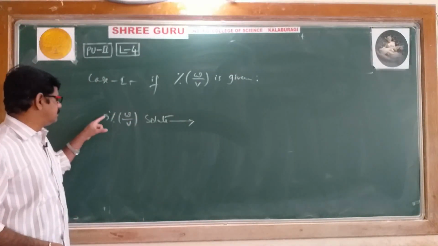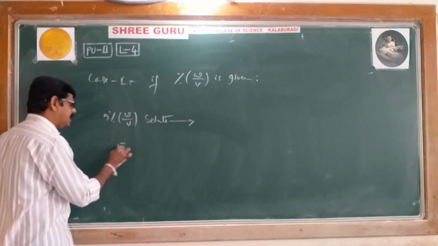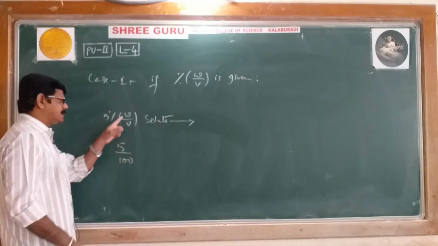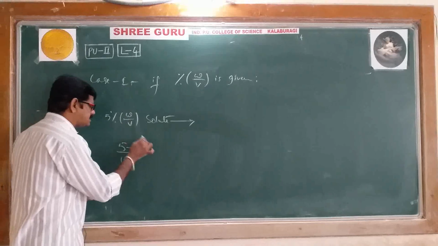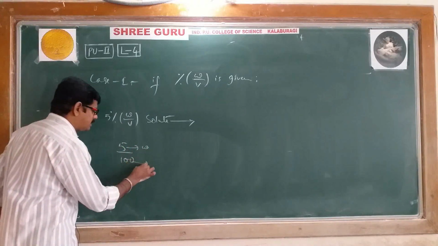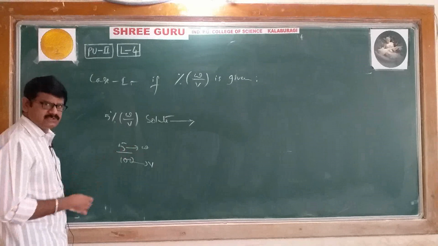5% means 5 by 100. 5 is related to mass, 100 is related to volume. 5 is the mass of solute, and 100 is the volume of solution.